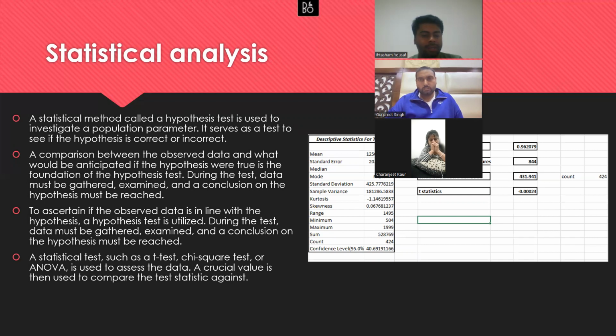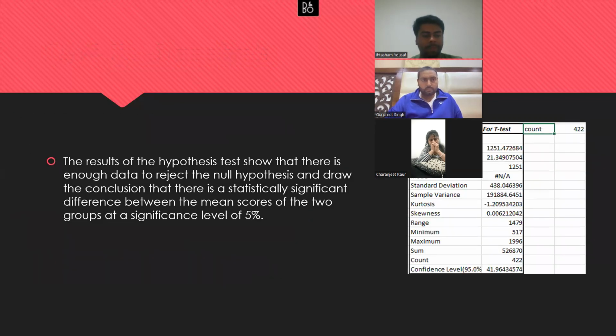A statistical test such as a t-test, chi-test, or ANOVA is used to assess the data. A critical value is then used to compare the test against. So this figure describes the results for the hypothesis test: there is enough data to reject the null hypothesis and draw the conclusion that there is a significant difference between the mean scores of the groups at a significance level of 5%.